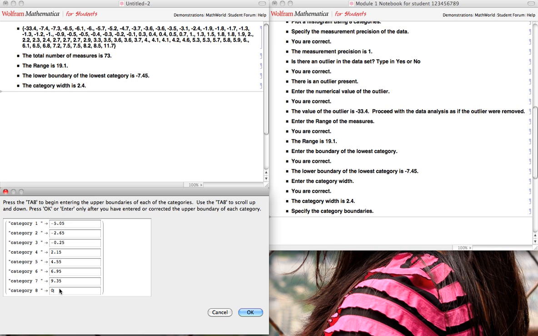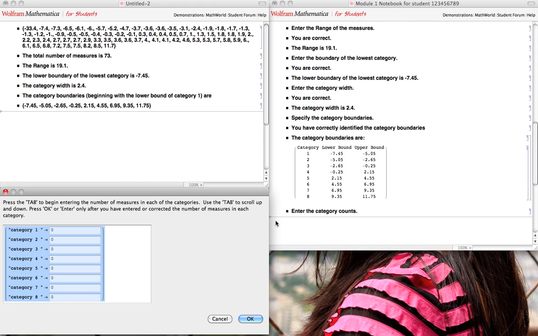Feel free to skip ahead at this point. I just have to do these computations. So 11.75 is the highest number. Okay, so it says you're right.